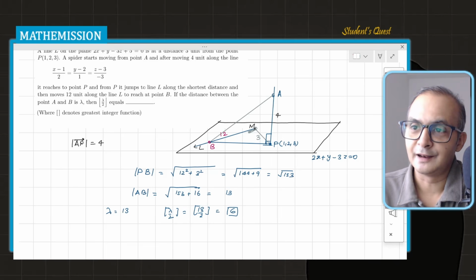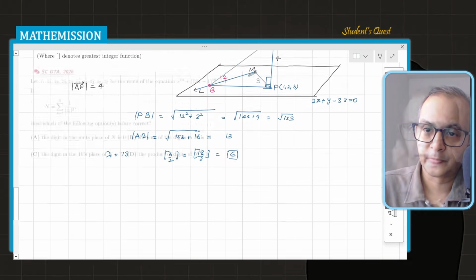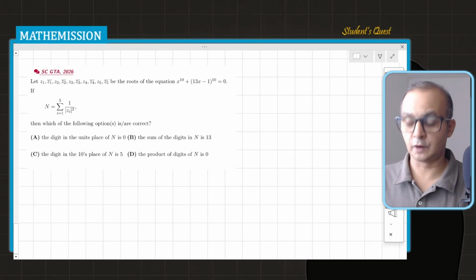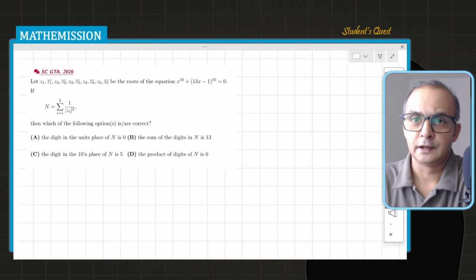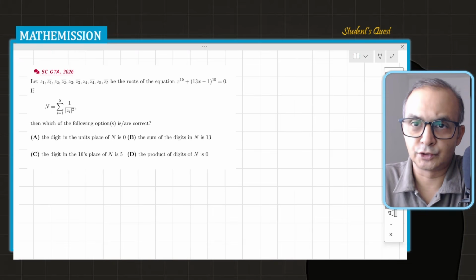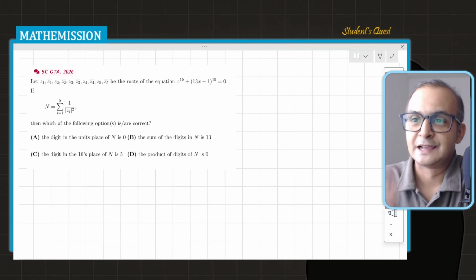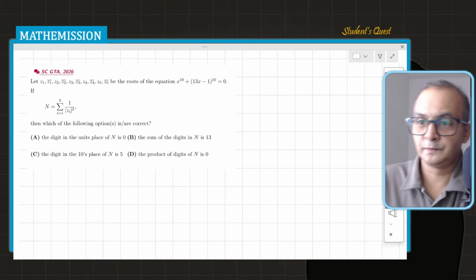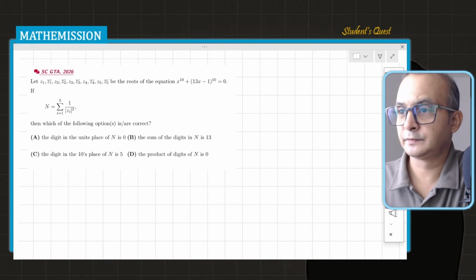Now let's move to the next question. All right, so let's do this question. This is a question from complex numbers. Let Z1, Z1 bar, Z2, Z2 bar, Z3, Z3 bar, Z4, Z4 bar, and Z5, Z5 bar be the 10 roots of this equation. The equation is given here.